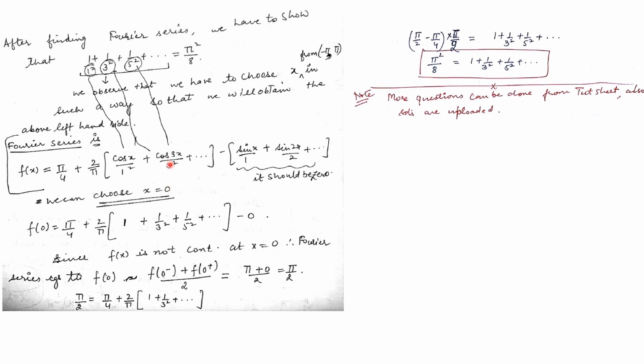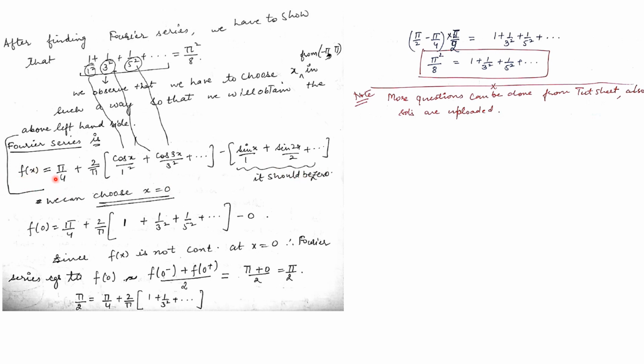Next, all these terms are positive, right? So we have to choose such a value of x that all these terms remain positive. So that means x should be 0. If you take x to be pi, this value will be negative. Cos 3 pi, again the value is negative, and so on. Since we have to choose a positive value, we consider x to be 0. Right? So we take x to be 0 in this series.